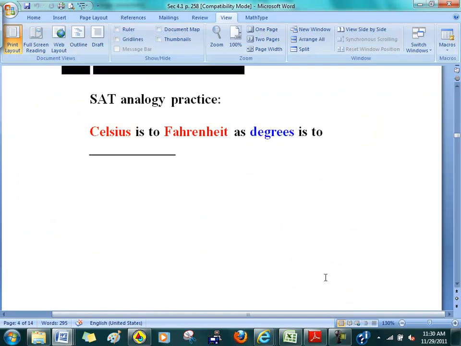Let's do some SAT analogy stuff. Celsius is to Fahrenheit as degrees is to? Nice, good job. Can you give me a conclusive statement out of that analogy? What can you say about degrees and radians? What are they?